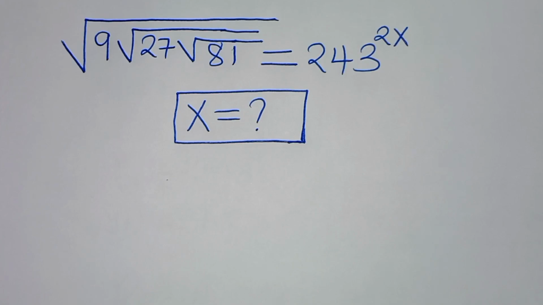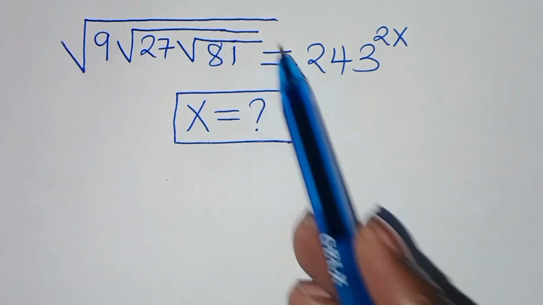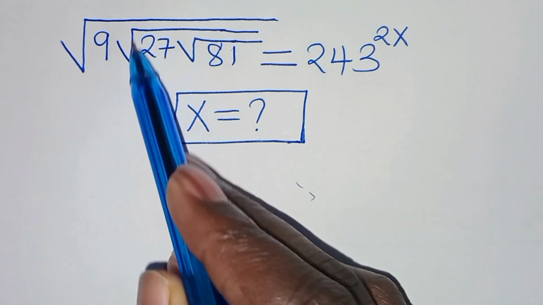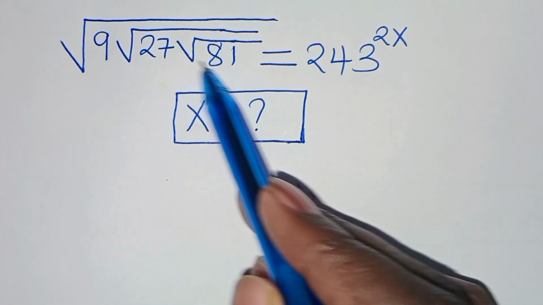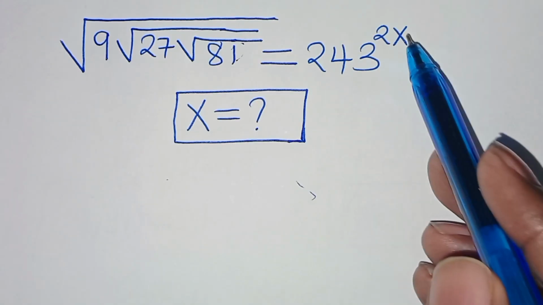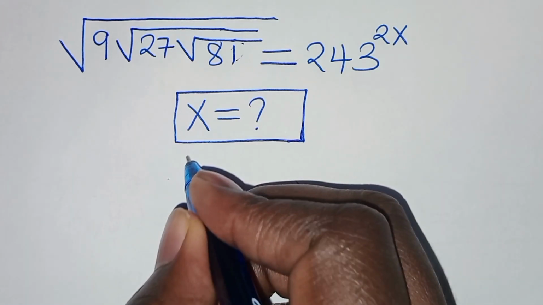Hello everyone, you're welcome to solve for the value of x given this nice nested square root math problem, which is the square root of 9 multiplying by square root of 27 multiplying by square root of 81. This is equal to 243 raised to power 2x. So what is the value of x? Let's present the solution from here.